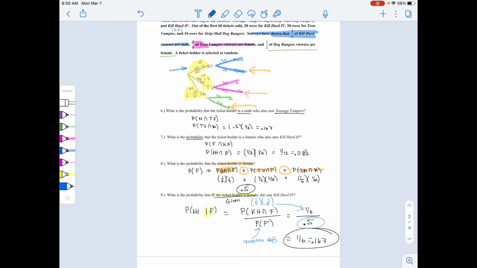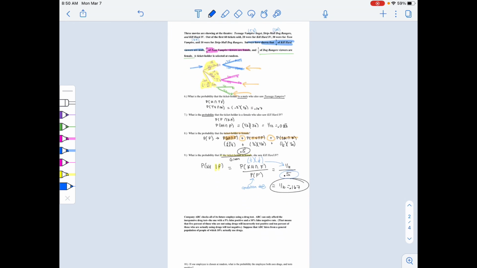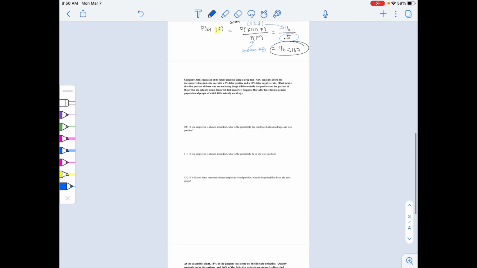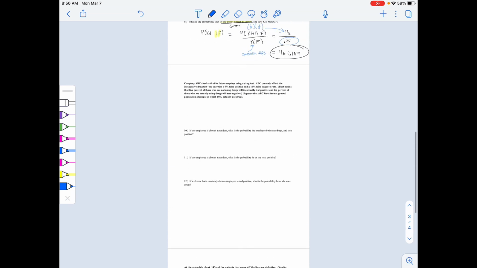So I just did those 2 questions with you guys. If you continue flipping, there are 2 questions for you to do your tree diagram on, and that will be your homework.